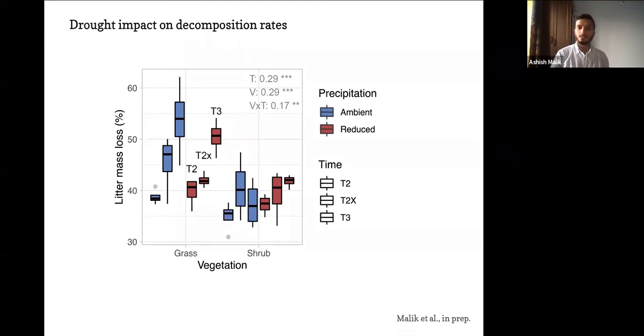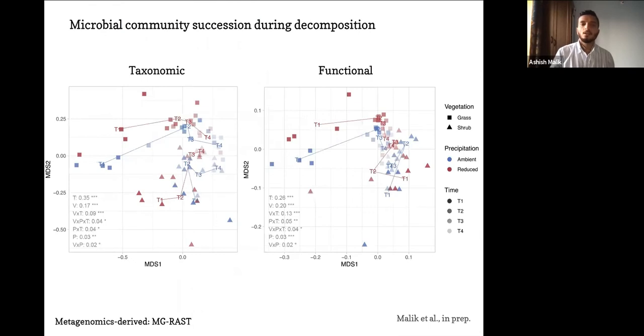and the seasonal fluctuations. But nevertheless, we saw higher decomposition rates in grass than in shrubs. And I'll come to this towards the end after I explain some of the ecophysiological patterns in the data that was generated. So the microbial community data from metagenomics allowed us to look at how the communities progressed during decomposition. So looking at community succession during decomposition.